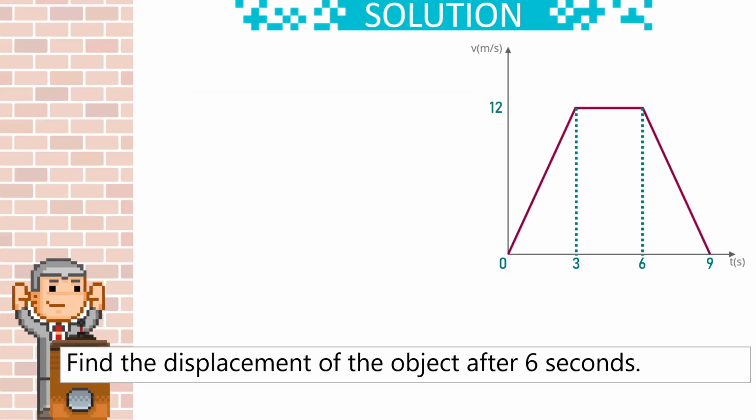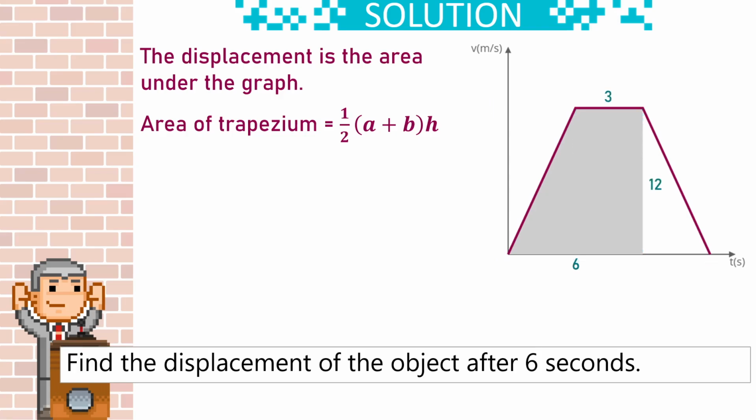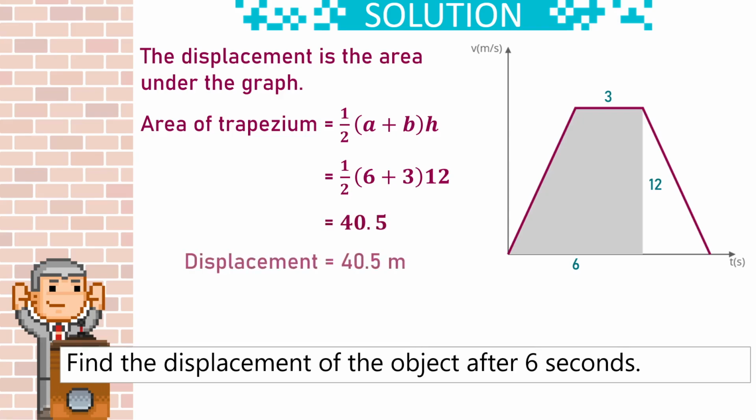On a velocity time graph, displacement is found by finding the area underneath the line. The area for the first 6 seconds forms a trapezium. To find the area of the trapezium, we need the values for A, B and H. A and B are the parallel sides and H is the distance between them. So the parallel sides are 3 and 6 and H will be 12. Substitute that into our formula and we find the displacement is 40.5 meters.